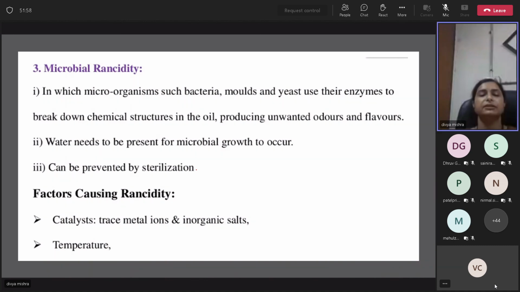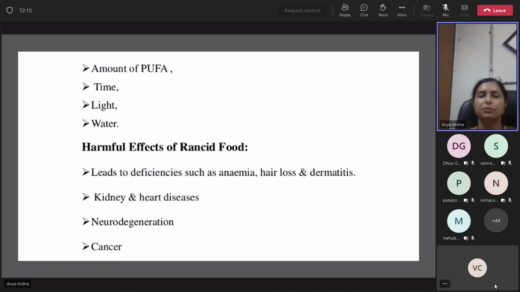Now, what are the factors which cause rancidity? There may be the presence of catalysts like trace metal ions and inorganic salts, then temperature, then how much unsaturation is present, then how long the packet is exposed, then presence of light, which may cause a photochemical reaction, then presence of moisture. These are the factors which affect rancidity.